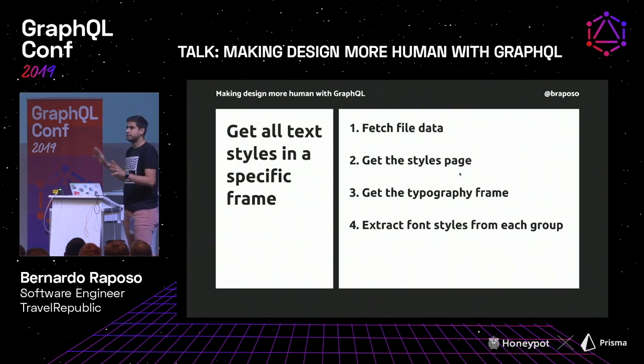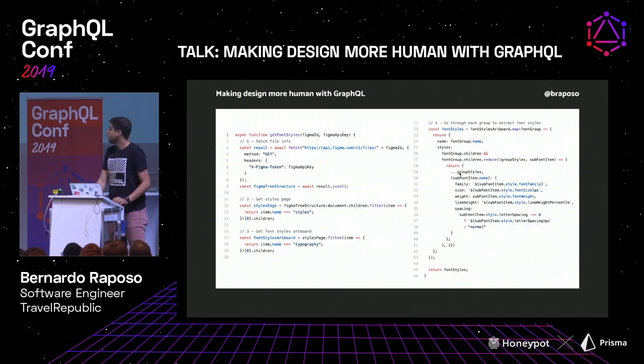These are the steps we need to extract that information. We have to fetch the file data through the API call, and then we have to parse that data. We need to get the styles page first, and then parse that data, and then go to the frames, to the typography frame. Lastly, inside that frame, we need to extract the font styles for each one of the groups you've seen on the previous slide. Roughly, in terms of code, you can see all four steps here.